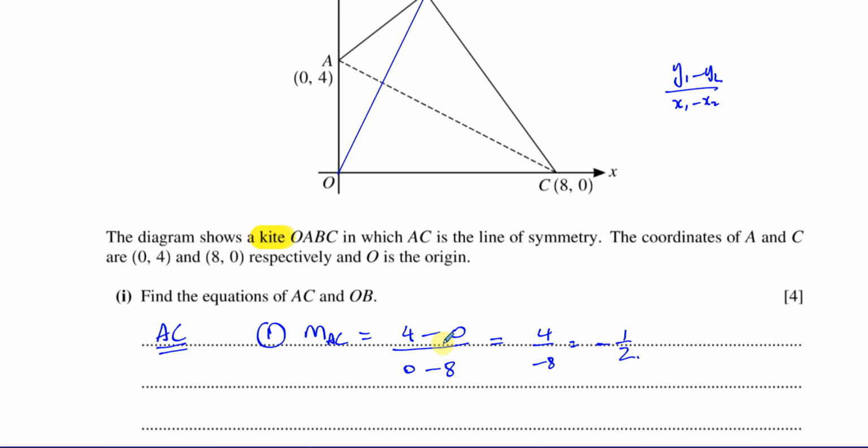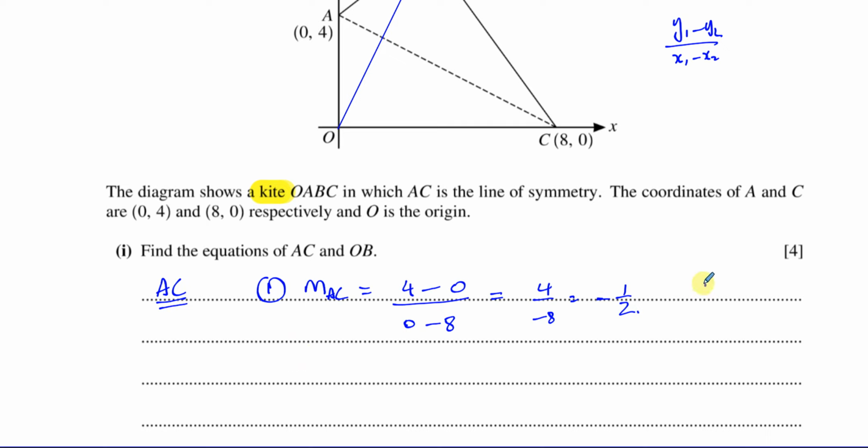So we have the gradient of AC, and because we know that this line passes through 4 on the y-axis, we can just use the general form. We know that c is equal to 4 because the coordinates of the point A are (0, 4). If the x coordinate is 0, then this must be the y-intercept, because it's on the y-axis. So we can just straight away say y equals mx plus c. Therefore, y is equal to negative a half x plus 4.